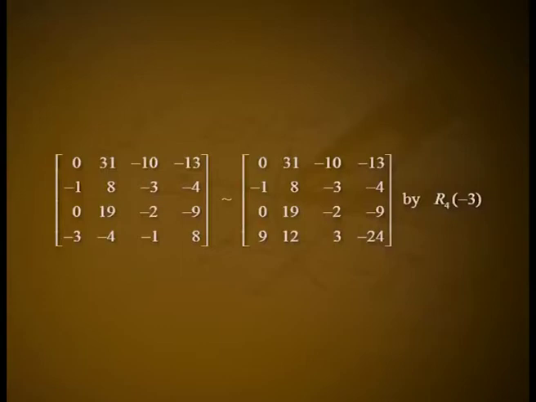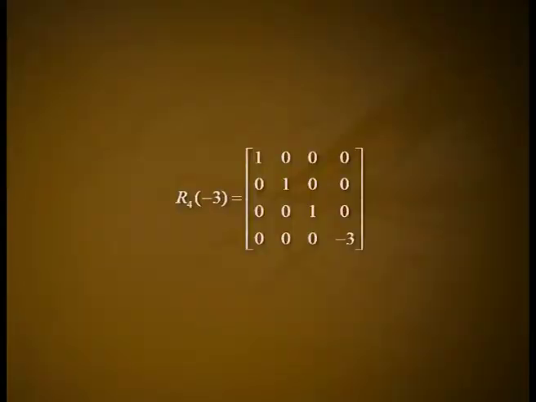Step 3. The matrix [0 31 -10 -13; -1 8 -3 -4; 0 19 -2 -9; -3 -4 -1 8] is equivalent to the matrix [0 31 -10 -13; -1 8 -3 -4; 0 19 -2 -9; 9 12 3 -24] by R4 minus 3. The corresponding elementary matrix E4(-3) is equal to [1 0 0 0; 0 1 0 0; 0 0 1 0; 0 0 0 -3].